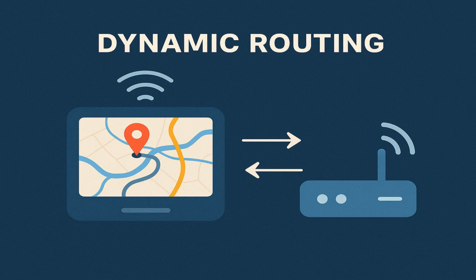Now, dynamic routing is more like using GPS with live traffic updates. Routers share information with each other using protocols like OSPF, EIGRP, or BGP. They automatically learn about new routes, detect outages, and update paths without manual input. This is perfect for large, complex, or constantly changing networks, where flexibility and speed are key.